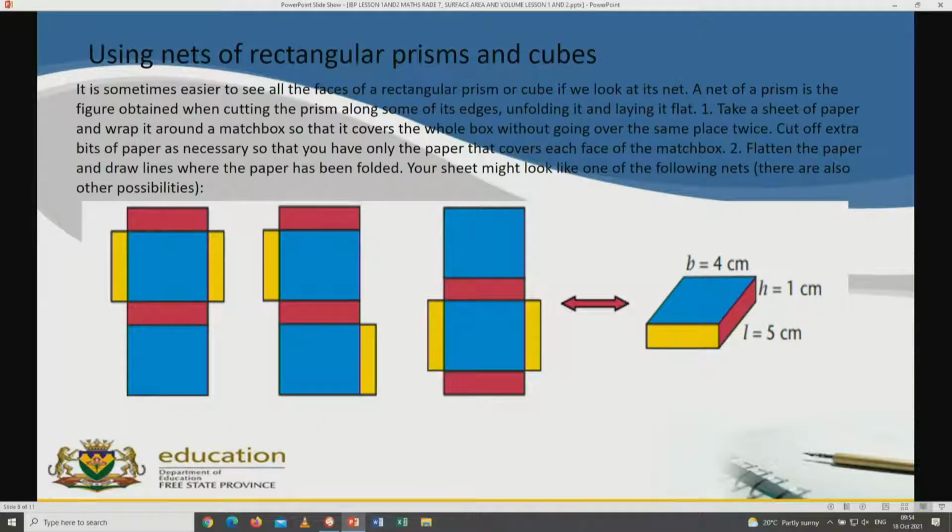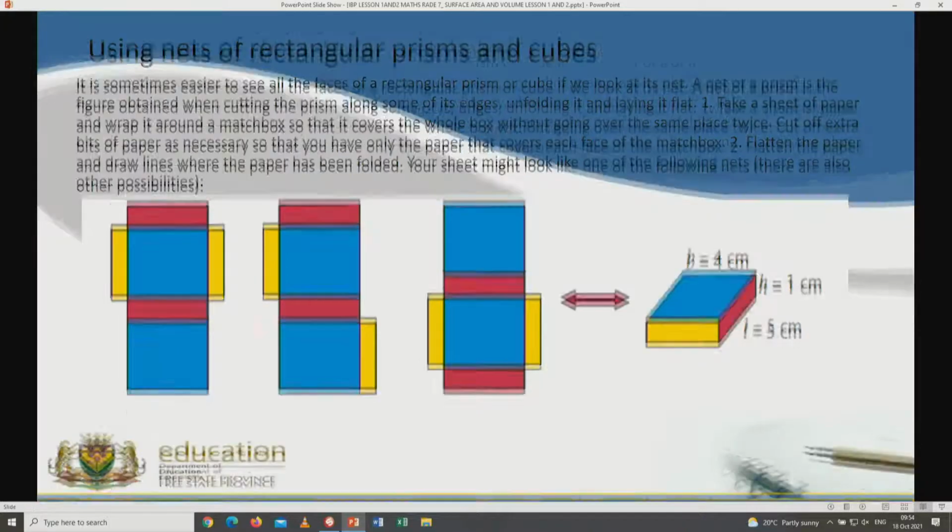Now we said, okay, these are the dimensions. You still remember I said the dimensions are what? These are just the length going the same direction. Now, this is a rectangular box here, which is a prism. The dimensions are, the B is the breadth. It is measured 4 centimeters. The height is 1 centimeter. And the length is 5 centimeters.